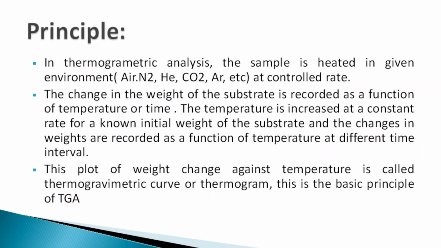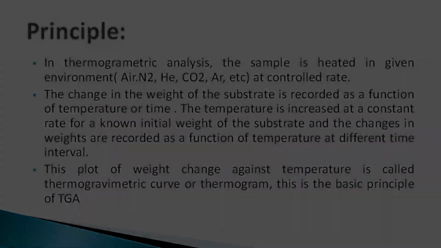Principle of TGA. In thermogravimetric analysis, the sample is heated in a given environment, such as air, nitrogen, helium, carbon dioxide, or argon, at a controlled rate. The change in the weight of the substrate is recorded as a function of temperature over time. The temperature is increased at a constant rate for a known initial weight of the substrate, and the changes in weight are recorded as a function of temperature at different time intervals. This plot of weight change against temperature is called a thermogravimetric curve or thermogram. This is the basic principle of TGA.